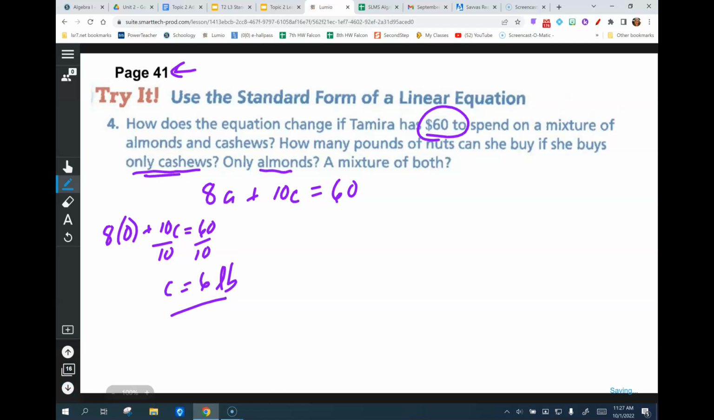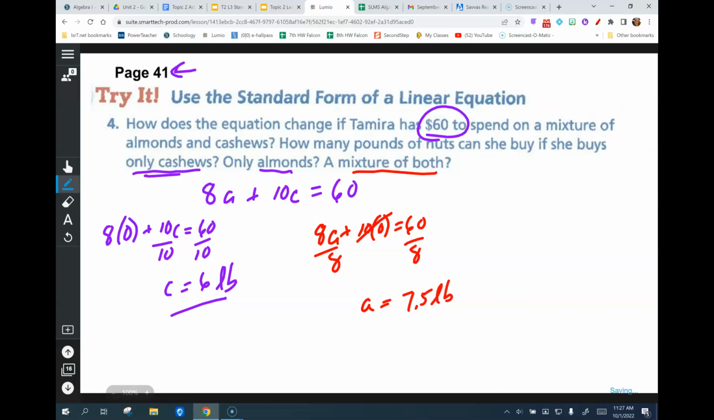What if I'm only buying almonds? Well, do that same thing. We're going to not have any cashews, so C is going to be 0. So we get 8A, we divide through by 8, and we get A, because this is 0, and I have 60 divided by 8, and we get 7.5 pounds of almonds.